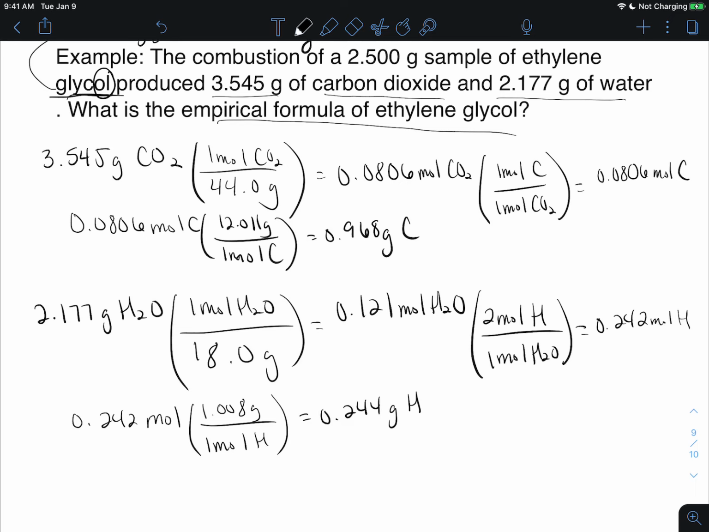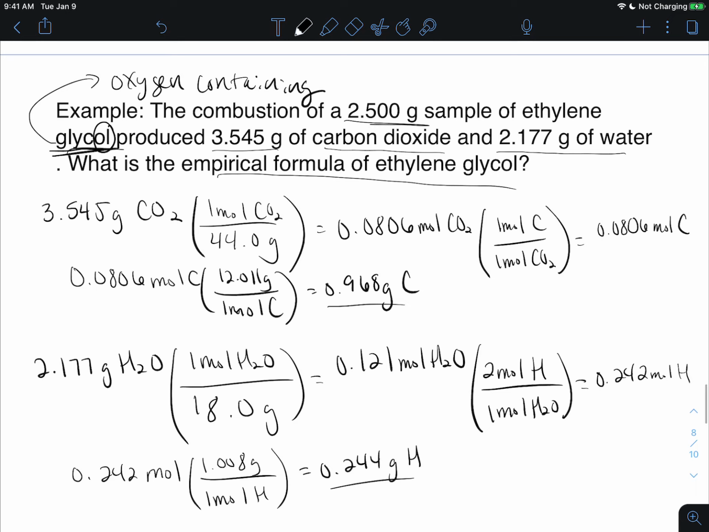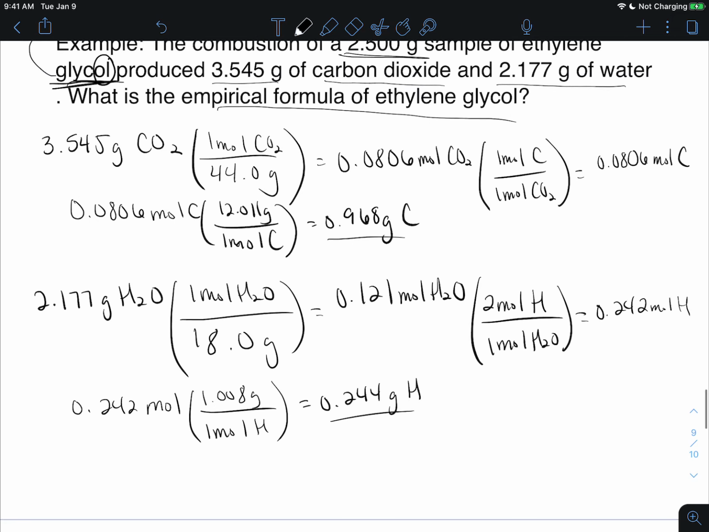Okay, the last thing we need to do is figure out our amount of oxygen, because we have already shown that this is an oxygen-containing species. We do this by taking those grams we just got and subtracting them from our sample. Our sample contains carbon, hydrogen, oxygen. We know from conservation of mass that the number of grams of carbon will be the same on both sides, the number of grams of oxygen will be the same on both sides, and the grams of hydrogen will be the same on both sides. We already know our grams of carbon and hydrogen. If we subtract them from our initial sample amount, the thing that's left over is our grams of oxygen.